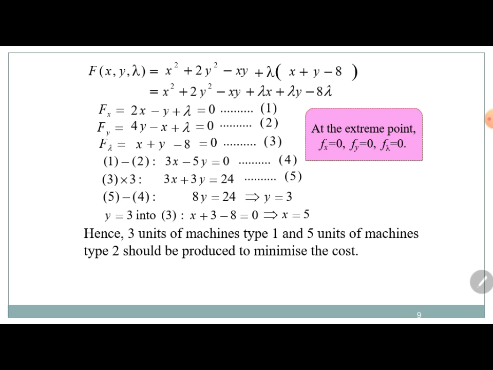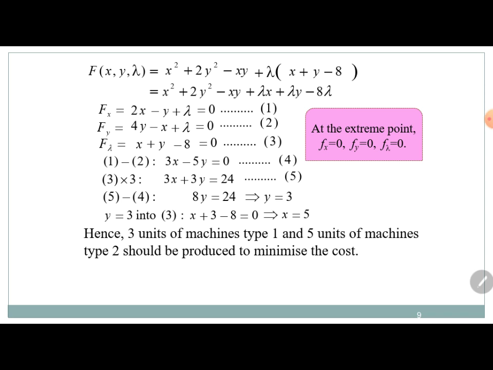So you need to do a conclusion for this type of question. Not just directly say that this is the minimum point. No. You have to do the conclusion. Hence, 3 units of machines type 1 and 5 units of machine type 2 should be produced to minimize the cost. So what is the minimum cost?